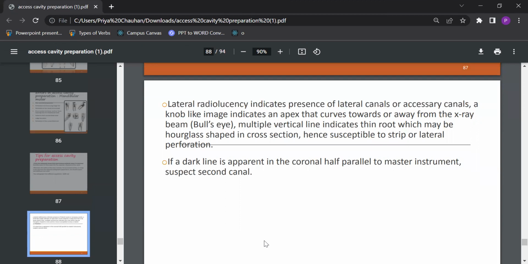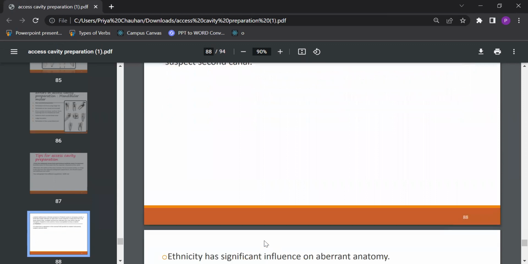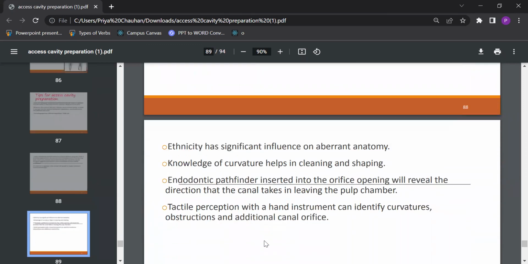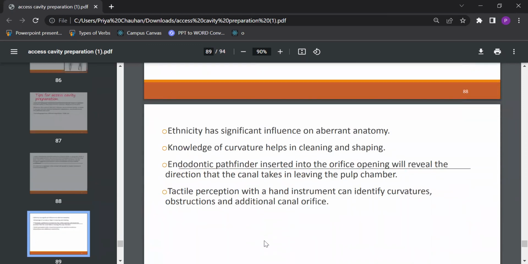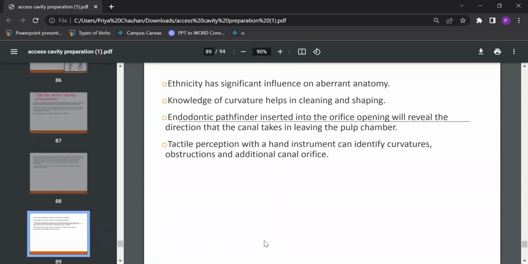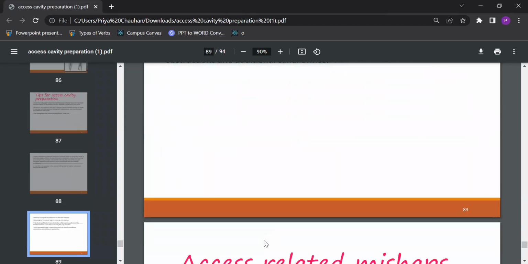A dark line apparent in the coronal half, parallel to the master instrument, suggests a suspected canal. Here, ethnicity has a significant influence on aberrant anatomy. Knowledge of curvature helps in cleaning and shaping, and when an instrument is inserted into the orifice opening, it will reveal the direction that the canal takes in leaving the pulp chamber. Tactile perception with the hand instrument can identify the curvature and obstruction of additional canal orifices.